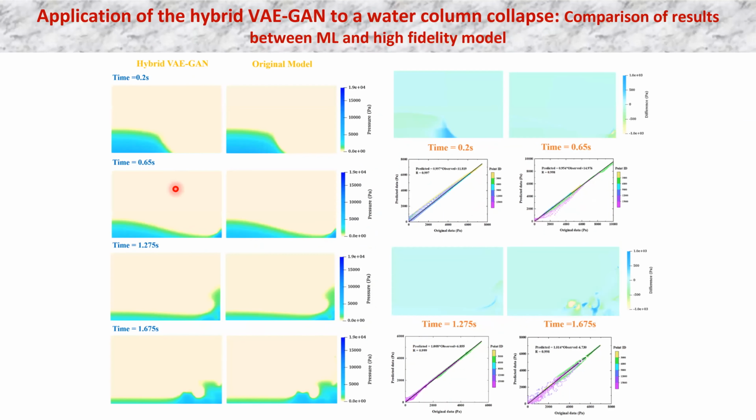So this is our result. On the left is the result from the machine learning model, and on the right side is the result from the physical model at the different time levels. And again, you can see our machine learning model can catch the detail of the fluid dynamic features. Also, the correlation coefficient is quite high. This is the error: at time level 0.2 it's very small, but at 0.65 the bigger error is here. Basically it's quite a small error, and a very, very fast model.